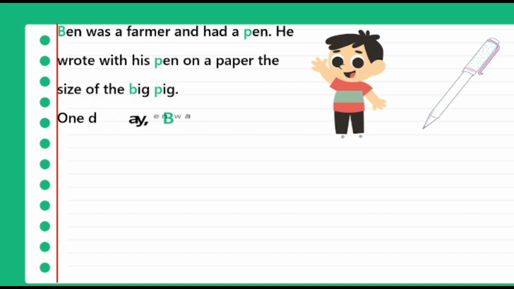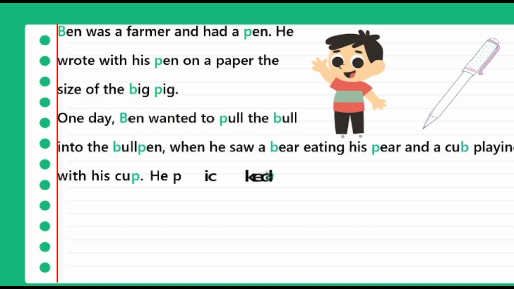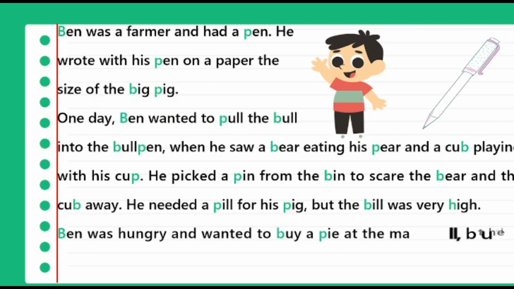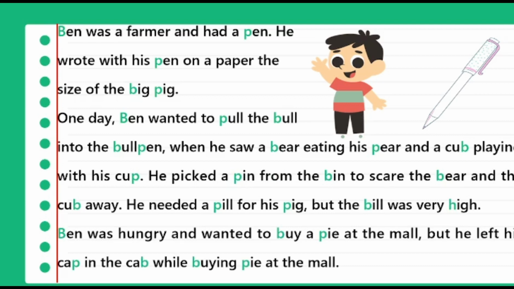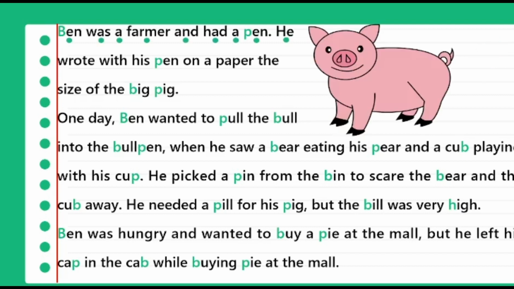And before we go, learning how to read using the sound B and P. Here is the story we are learning to practice with. And we take it together from the beginning. Ben was a farmer and had a pen. He wrote with his pen on a paper the size of the big pig.